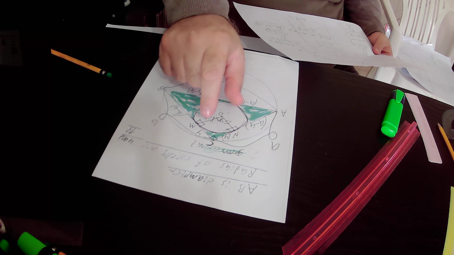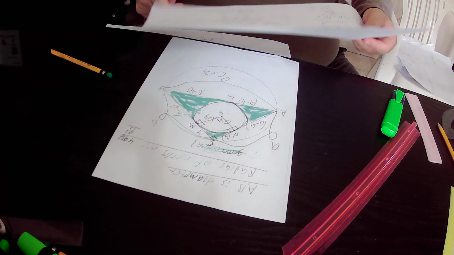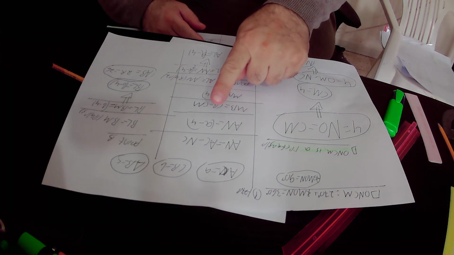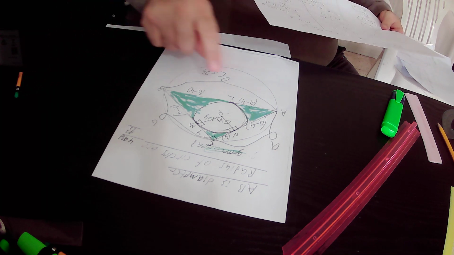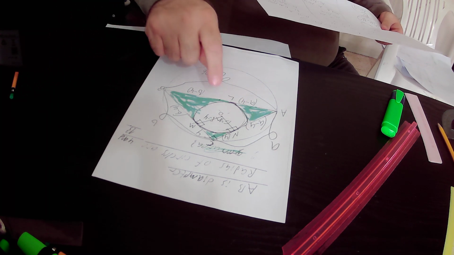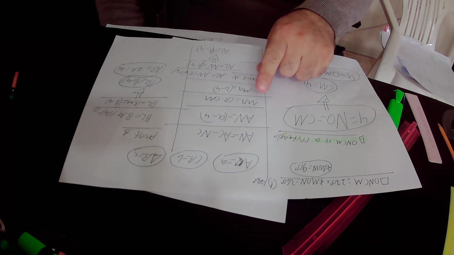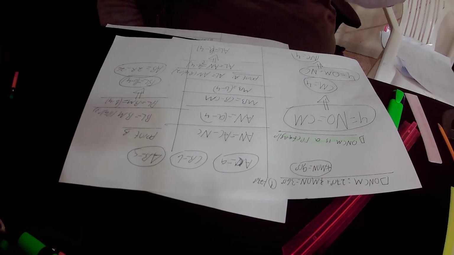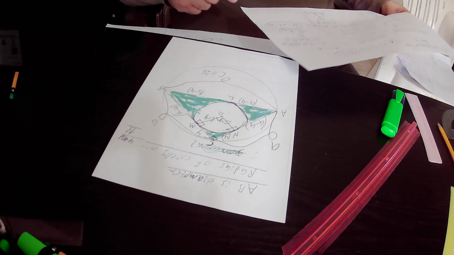equals AC minus NC. Again, AC minus NC equals AN. So AN equals AC, and AC equals a according to our definition. NC equals 4 according to what we have already found out. So in conclusion, we found out that AN equals a minus 4. Here AN equals a minus 4.